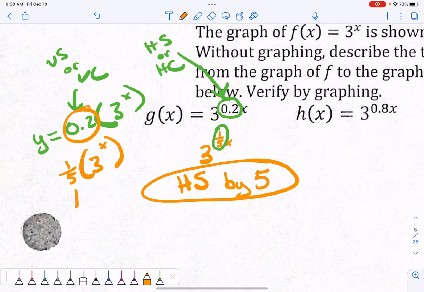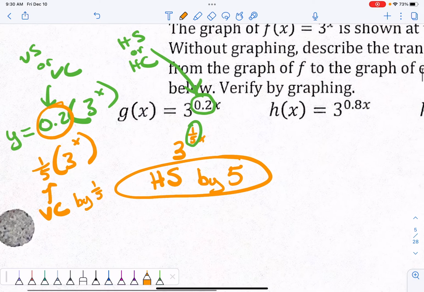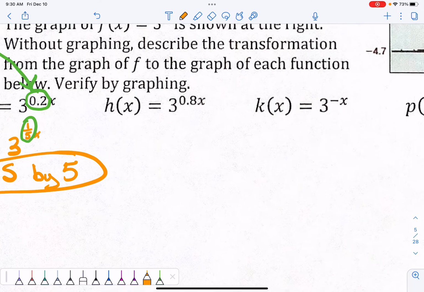Okay, versus if it was 1/5 here times 3 to the x power, this would actually be a vertical compression by 1/5. You do not flip it if it's a vertical one, but if it's horizontal, it's up in that exponent, then you do flip it. Okay, if I'm going too fast, please pause this video so you can get all these notes written down.